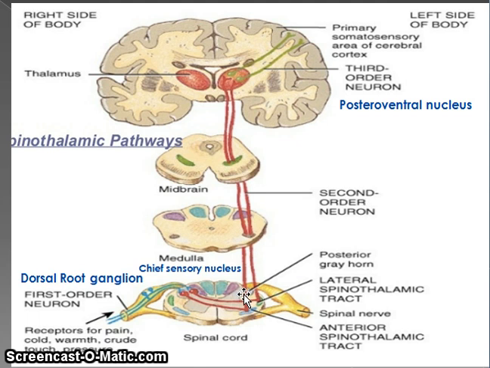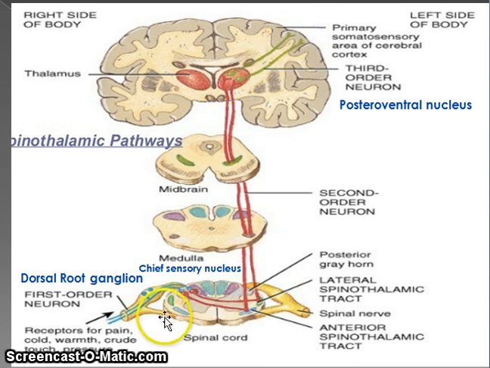Then from here the second order neuron goes on as it is ascending. That's why it is known as an ascending tract. It is going upwards towards the thalamus. This anterior spinothalamic tract is going towards the thalamus. Over here, what it is starting from is the posteroventral nucleus. This posteroventral nucleus will begin the third order neuron, and these impulses are then carried to the sensory area of the sensory cortex of the cerebral cortex. So that is the third order neuron. It starts from the posteroventral nucleus in the thalamus.